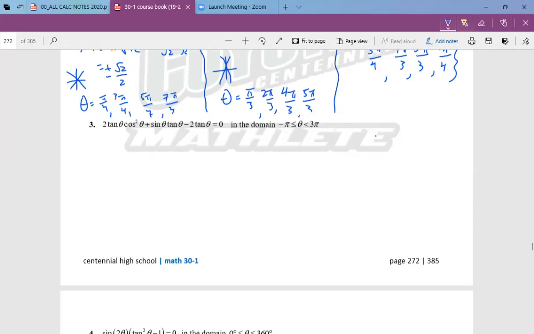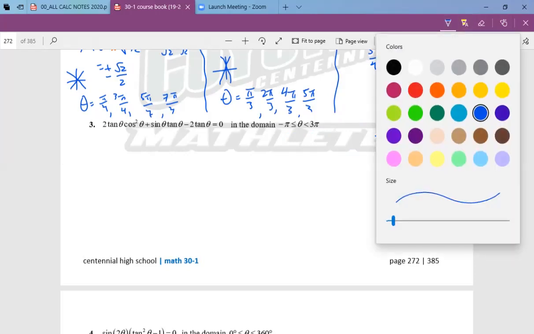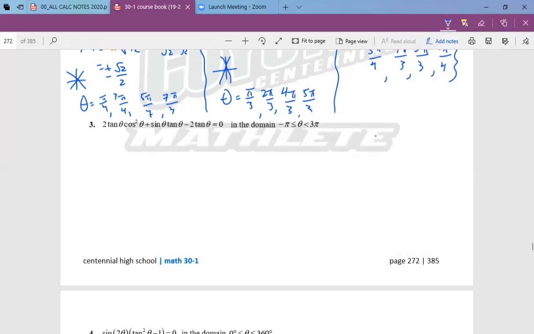All right. On top of that, it looks pretty messy to start with anyway. So we've got 2 tan theta cos squared theta plus sine theta tan theta minus 2 tan theta equals 0. Step 1, let's common factor out tan theta. Leaves us with 2 cos squared theta plus sine theta minus 2, close your bracket, equals 0.